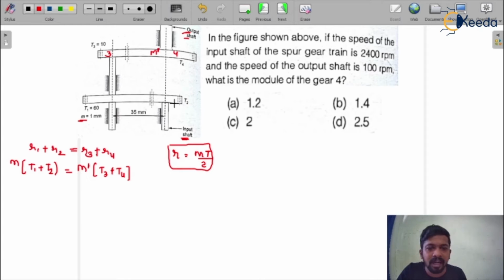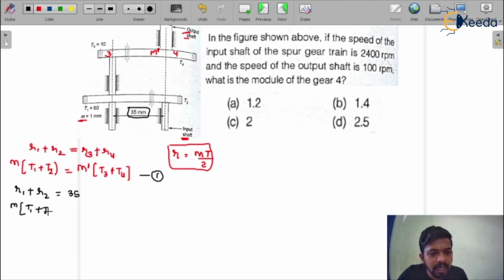First we are going to calculate the teeth on gear 2. So this is our equation number 1. We all know that R is equal to mt by 2, and m is equal to 1, so mt by 2 gives R1. Here it is given that R1 plus R2 is equal to 35 mm in the question, and R1 is equal to m times t1 by 2, since the module is the same for 1 and 2.